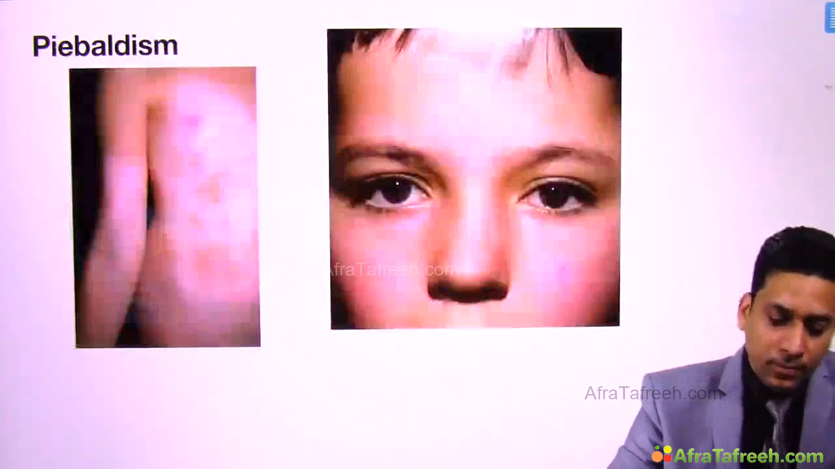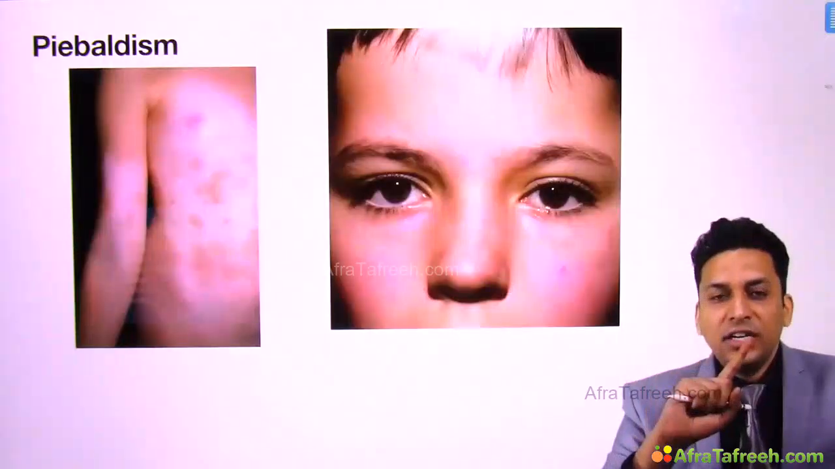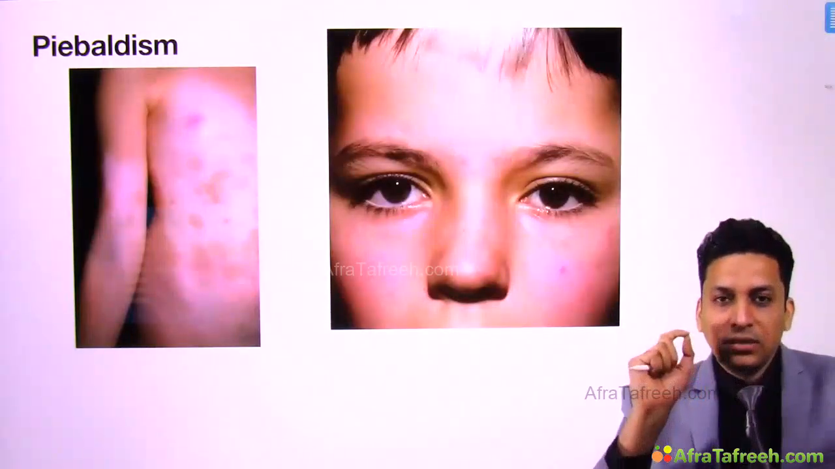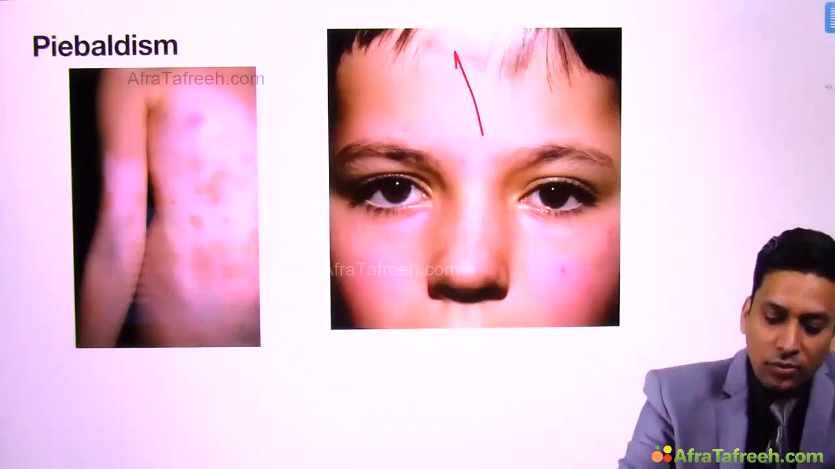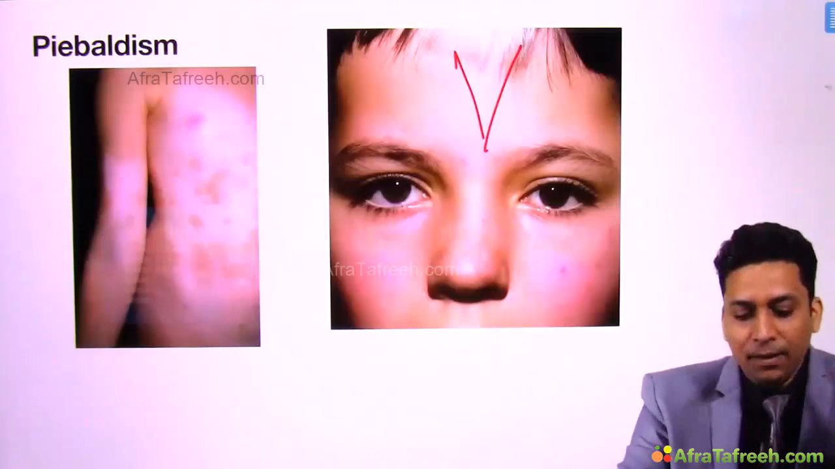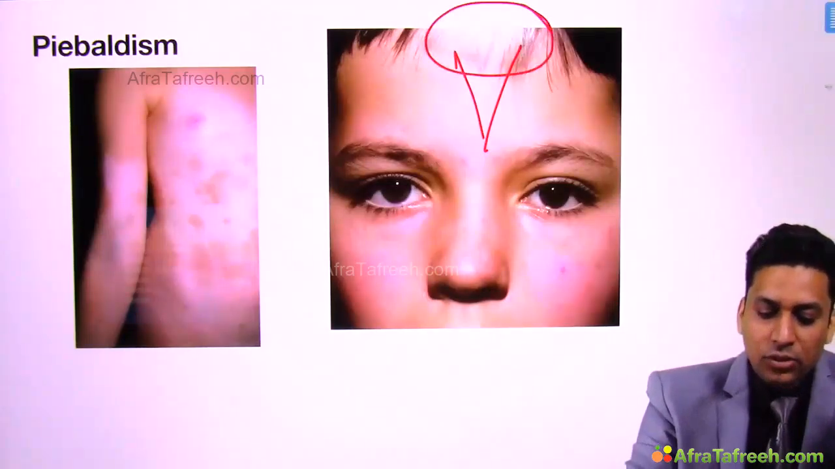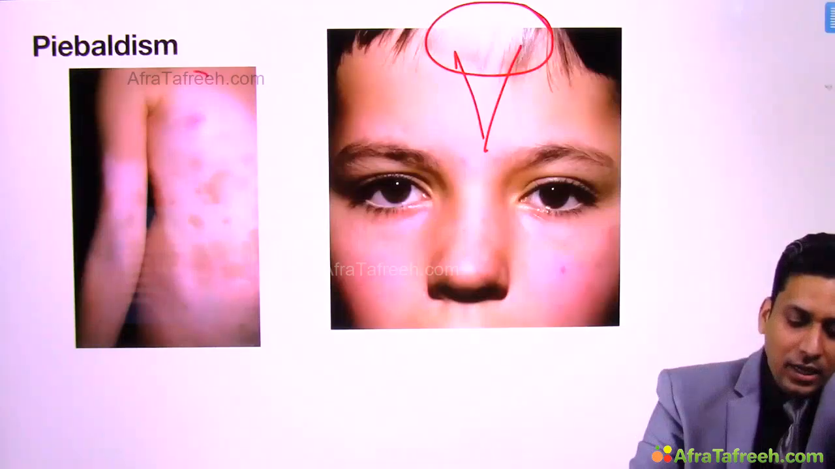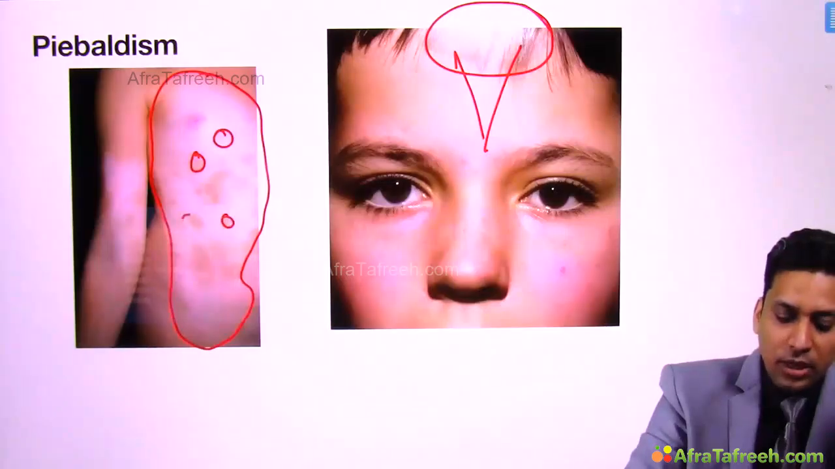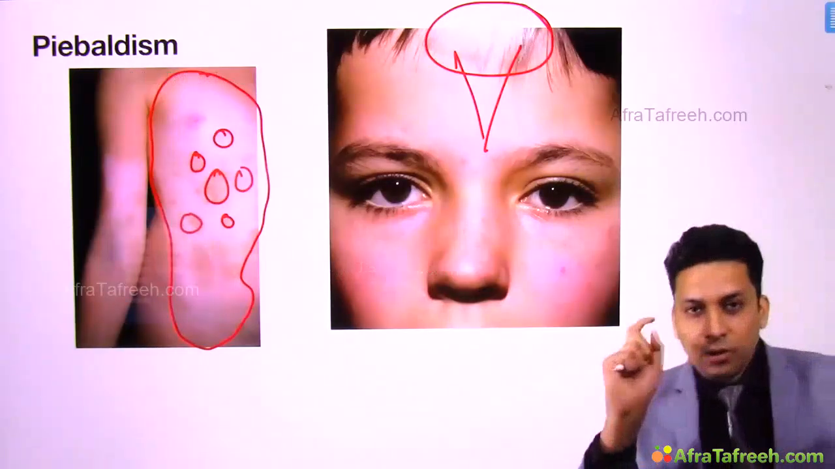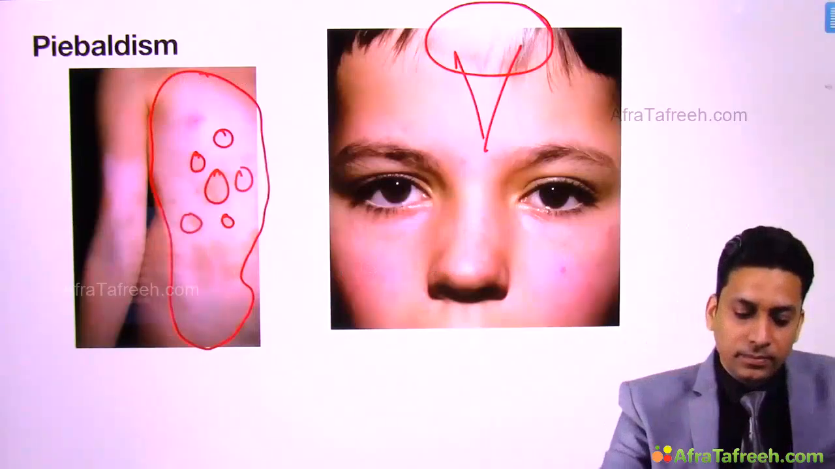Then piebaldism, which I have already discussed in the beginning. Again, this is a genetic condition where there is absence of melanocytes, and it is generally localized to one area, like the frontal scalp or forehead. There is an associated white forelock, and elsewhere if it is present, look for areas of normal pigmentation in between. So white forelocks are associated with piebaldism.